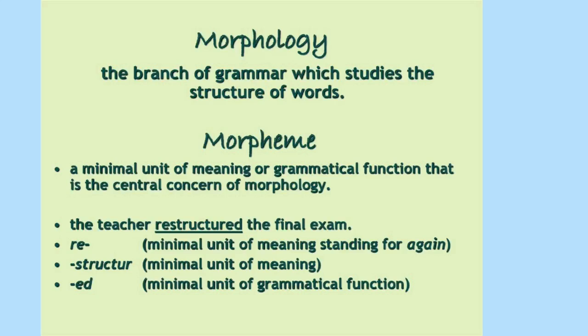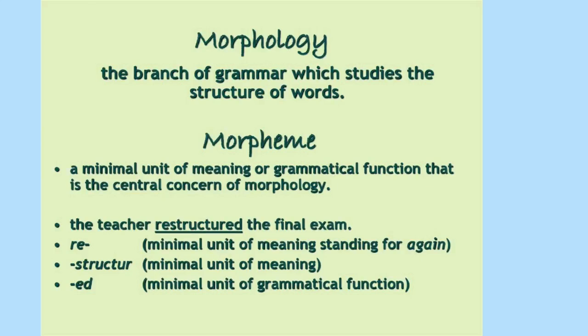So I'm continuing phonology here and grammatical concepts too. Morphology is the branch of grammar which studies the structure of words. What is a morpheme? A morpheme is the minimal unit of meaning or grammatical function that is the central concern of morphology. So morphology is a wider term and morpheme is a minimal unit of the wider term.